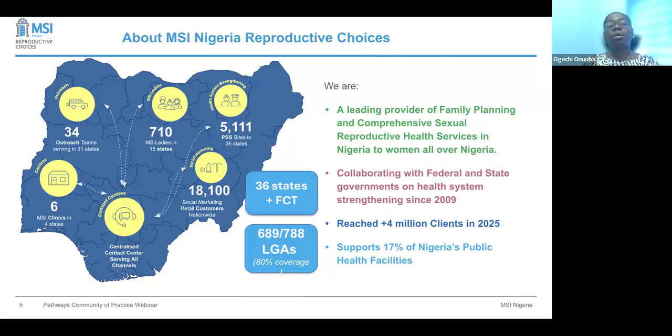One thing we have learned in the course of our work is that one size does not fit all, and that has enabled us to come up with multiple channels of service delivery, some of which are focused in attending to clients in the communities.